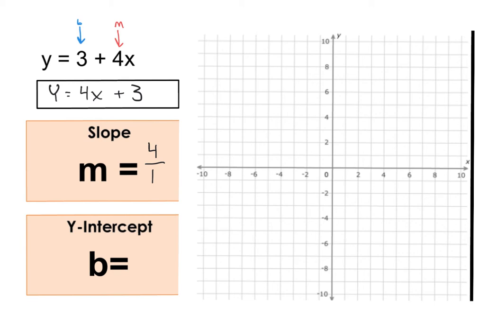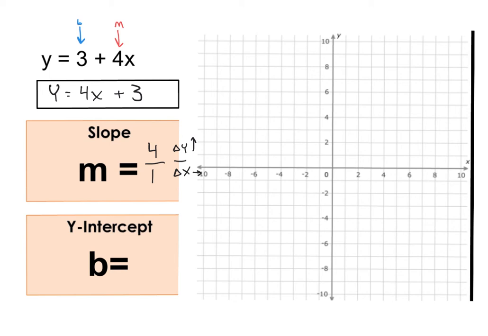Because our slope is our change in y divided by our change in x. And so if I write it as a fraction, it will help me remember that in this case, I'll be going up 4 with my y's, and then to the right 1.